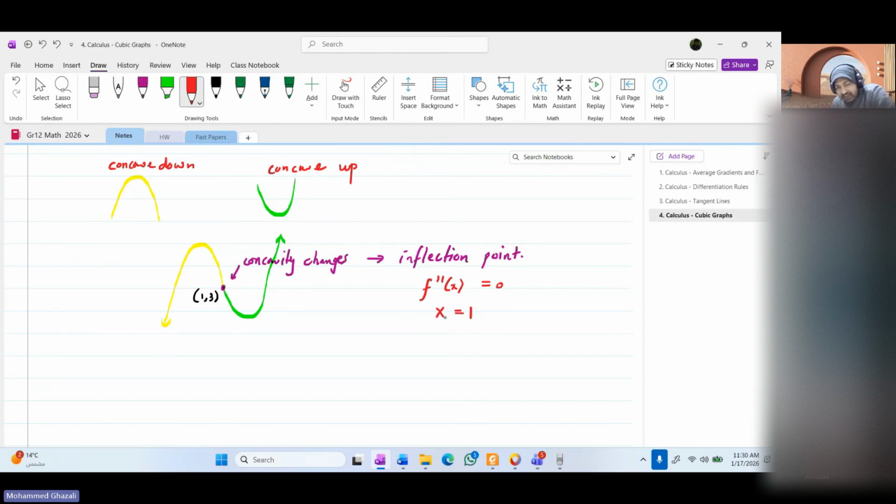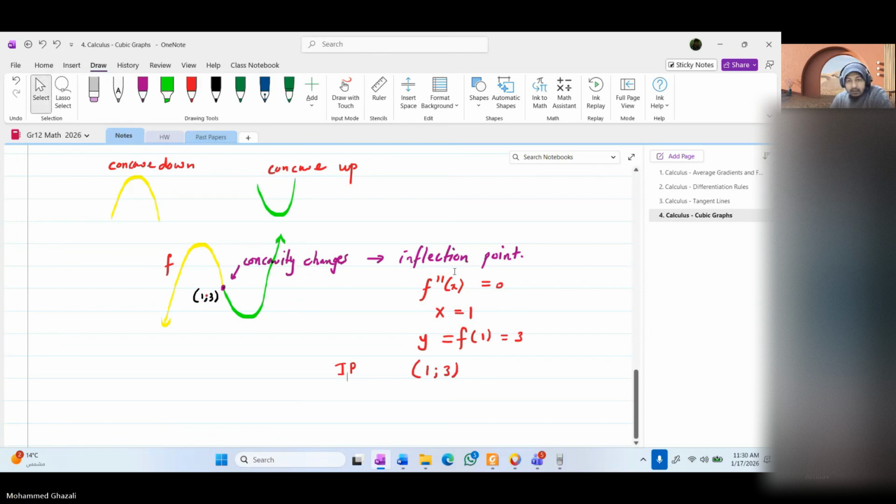Now, how do I find the y value? To find the y value at any point on the graph, we always substitute into the original function. So y is equal to f of 1. In this case, you will get an answer of 3, because I just made this into a function. So remember what an inflection point is? It's a point where the graph changes from concave down to concave up, or from concave up to concave down. Right, so this is my inflection point. The inflection point is at (1, 3). This is my inflection point, IP.